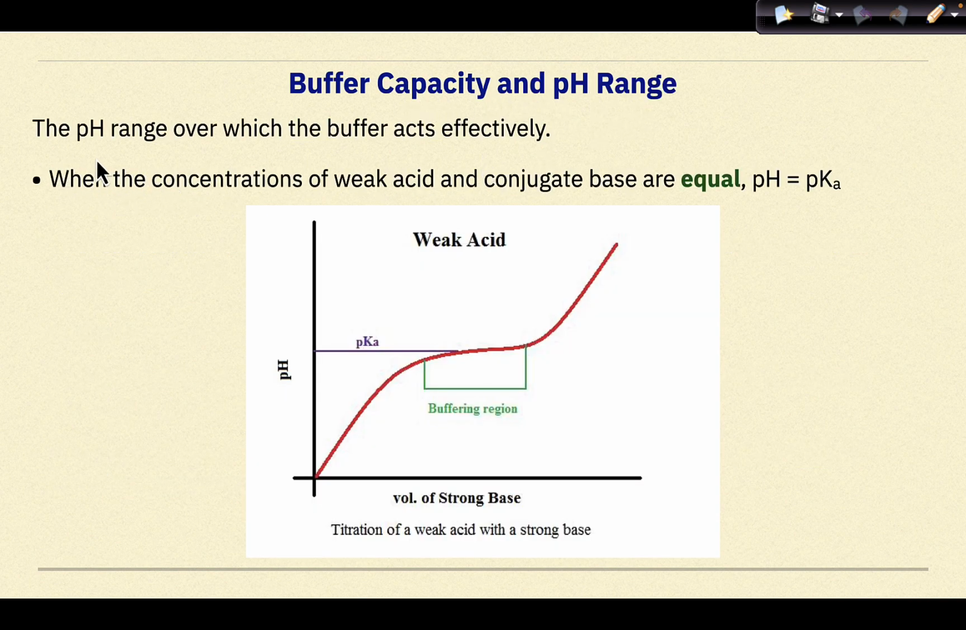Buffer capacity is defined as the pH range over which the buffer acts effectively. When the concentrations of weak acid and conjugate base are equal, pH will equal pKa. In future videos, we will be discussing buffer capacity in terms of titration curves like the one seen here.